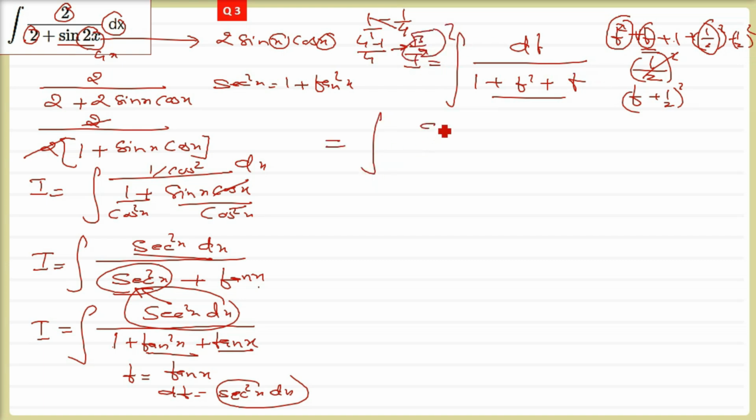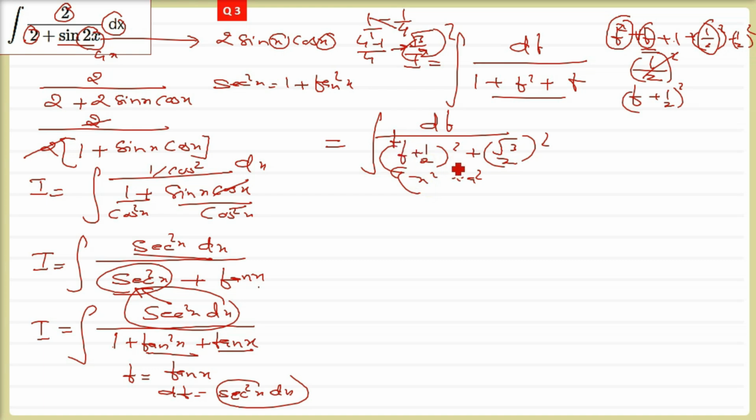Now let's bring it here in written form: dt by (t plus half) whole square plus (root 3 by 2) whole square. Now the question arises: how can you equate this with the standard result? Because you will talk about the dx by x square plus a square formula, just apply it here. But it's not x, it's t plus half.